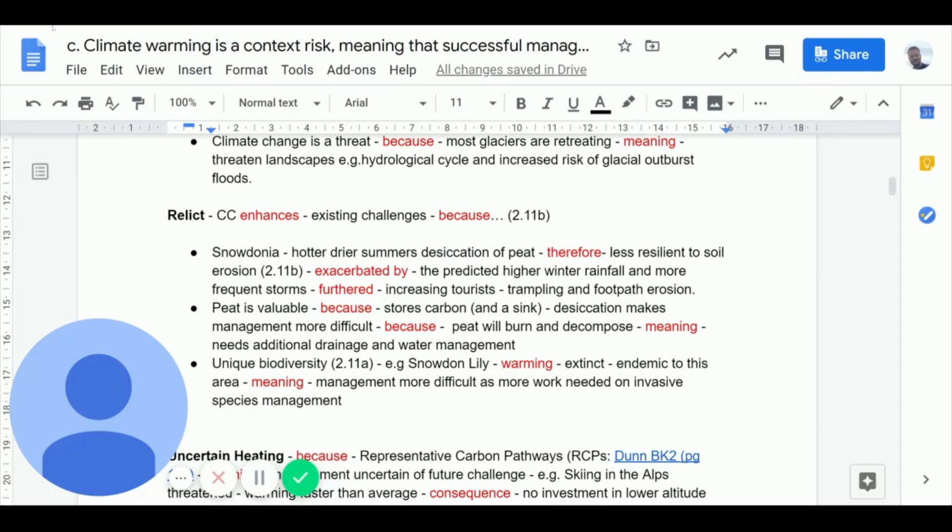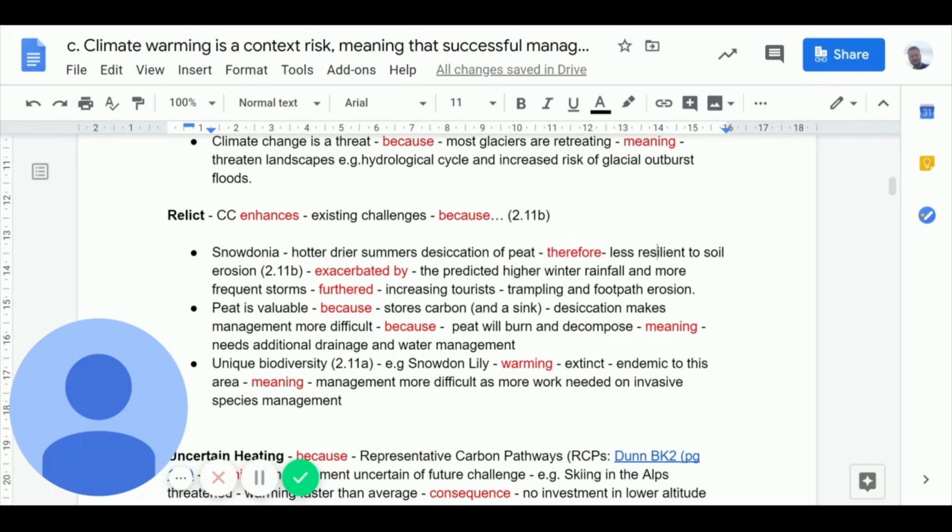Now, if you look at 2.11b, you already have notes on that, where you've got this bit here. So we've got the soil erosion stuff just sat in here. If you've got more soil erosion, sorry, it's going to be exacerbated by higher winter rainfall. So the soil gets drier, and then you get higher winter rainfall as well, and more frequent storms. All of that is going to increase soil erosion.